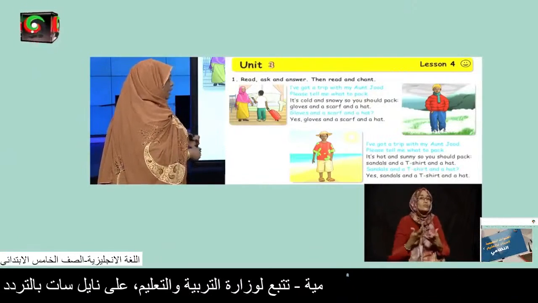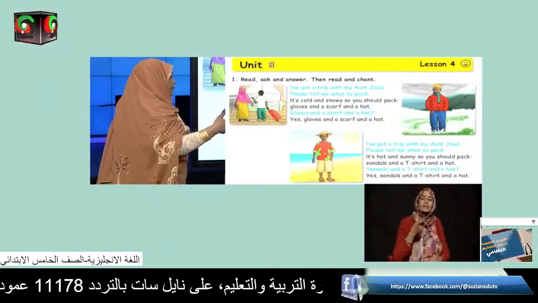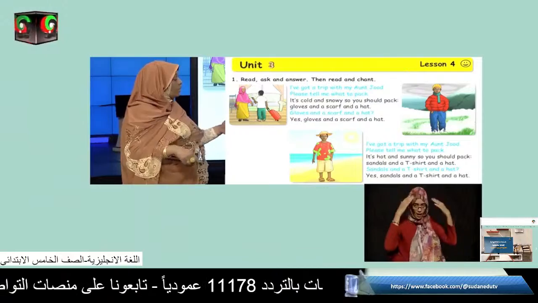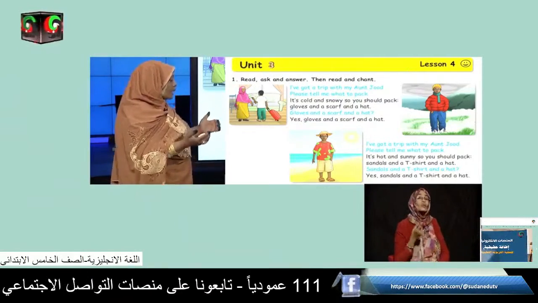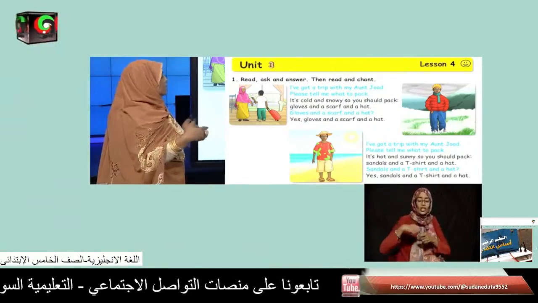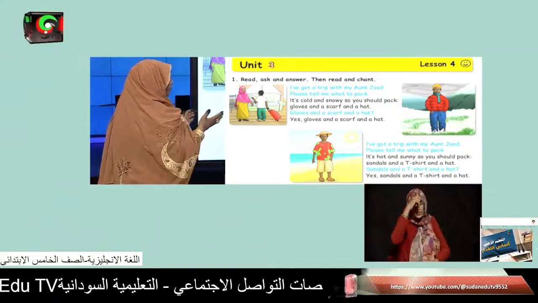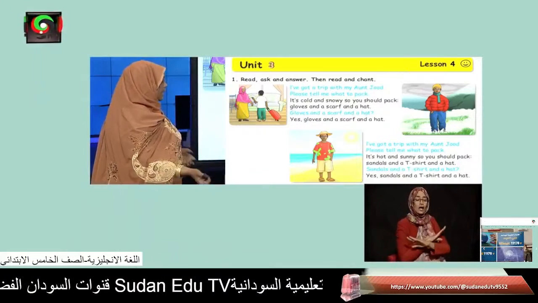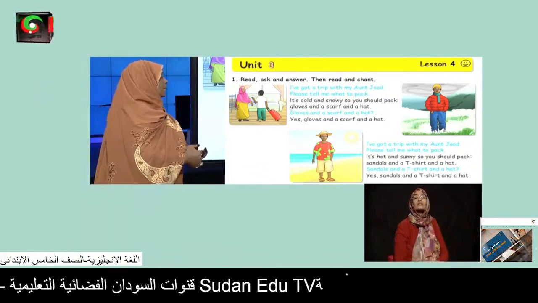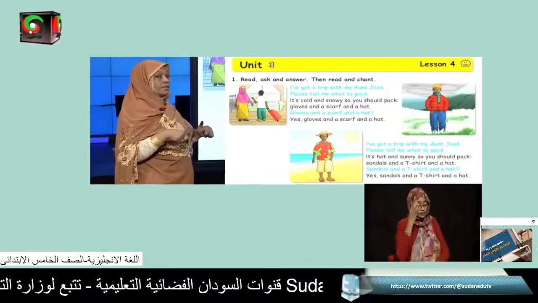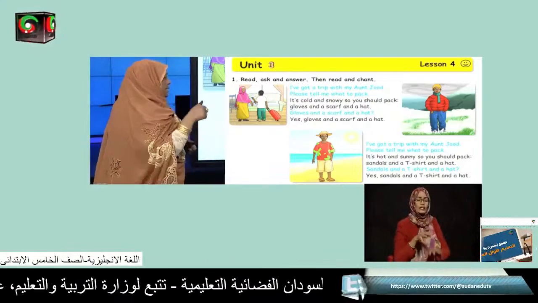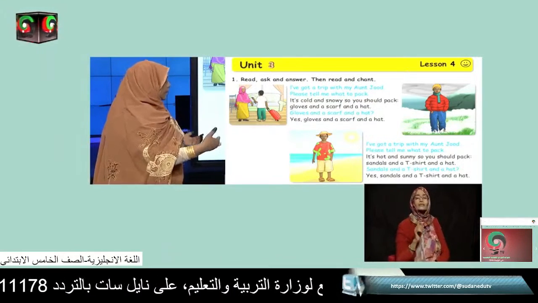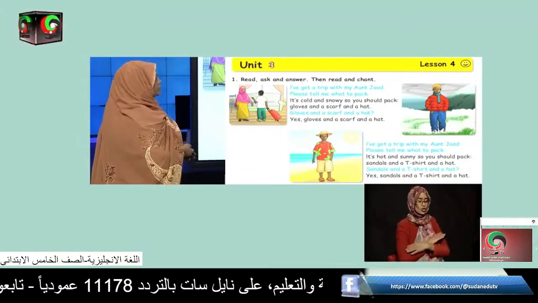It's hot and sunny, so you should pack sandals and a t-shirt and a hat. So here we advised him to pack these things because these things suit the weather. So he asks, in order to make sure these are the things, sandals and a t-shirt and a hat. So our answer is yes, sandals and a t-shirt and a hat.